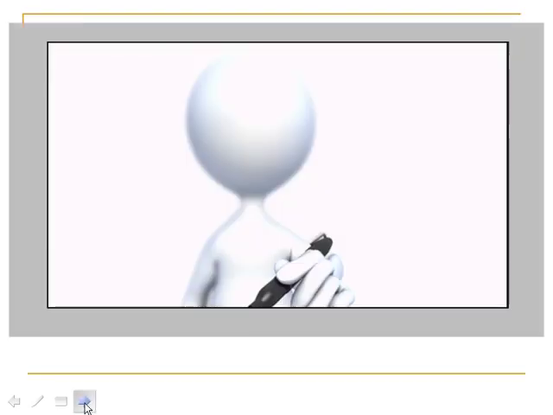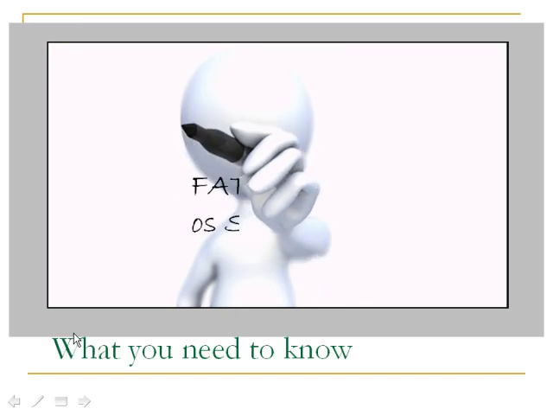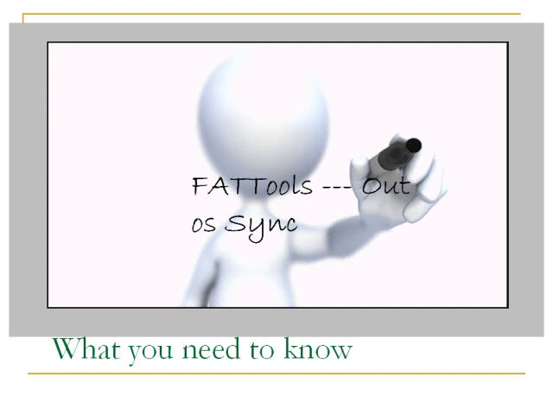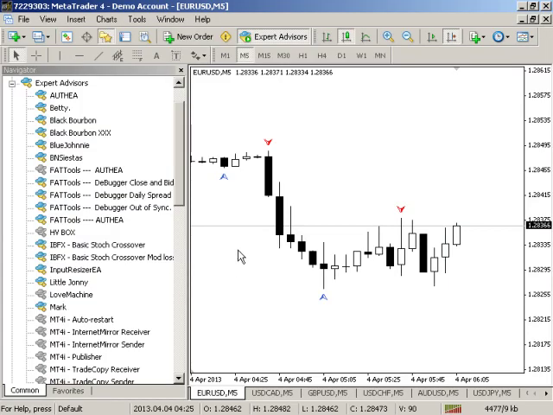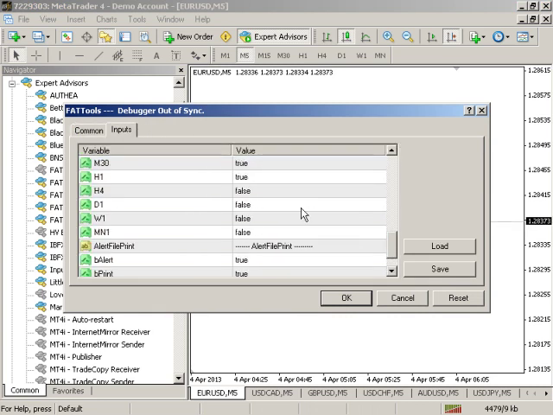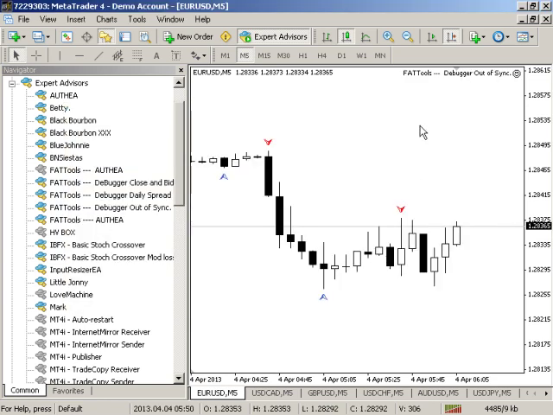Okay, so the next one we got here is the Fat Tools out of sync. Now this is kind of tricky, but this is called your rates array. And what you do is you go pick your symbols you want and your time frames you want, and you just click OK. And what it'll do is it'll tell you if your rates array and the bid and ask are out of sync, or your close. It just tells you if anything's out of sync in there. We use this to test if the data gets out of sync.